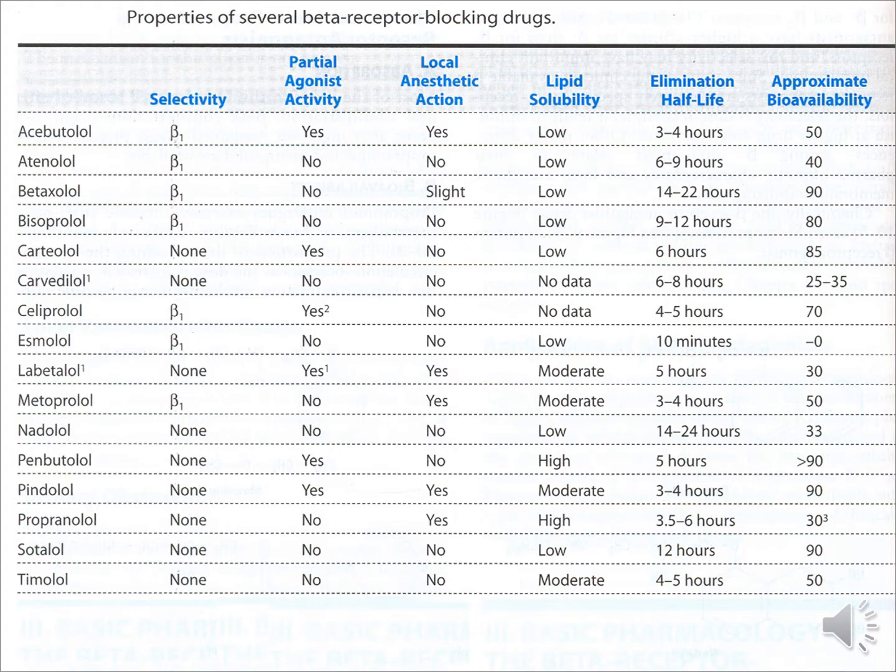Looking at the approximate bioavailability, we can see that penbutolol has more than 90%, pindolol 90%, likewise carteolol and butoxolol 90%. So these drugs have very high bioavailability, so we can achieve the plasma level easily.